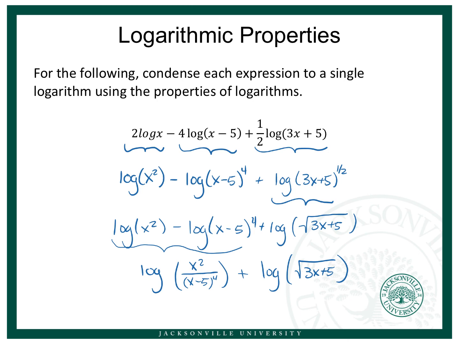And then here we can apply the product rule. So this is the same thing as the log of x squared times the square root of 3x plus 5 all over x minus 5 to the 4th power.